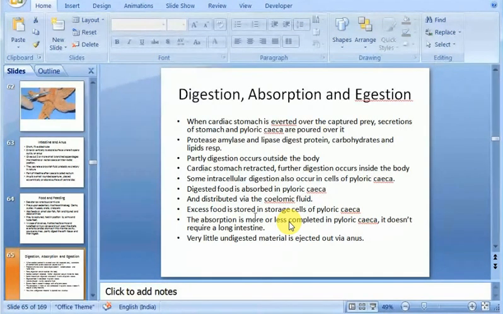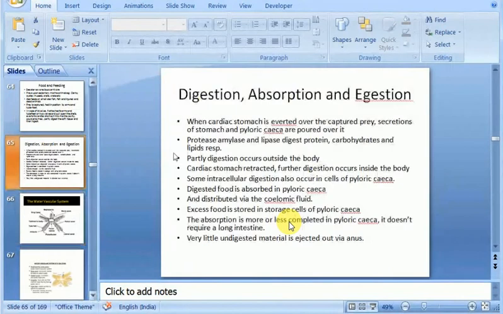Excess food is stored in the storage cells of the pyloric ceca. We talked about these storage cells in our previous slide, where we discussed the histological arrangement of the pyloric ceca. Absorption is more or less completed in the pyloric ceca, so it doesn't require a long intestine. Very little undigested material is ejected out via the anus. So this is how feeding, digestion, absorption, and ejection occur.